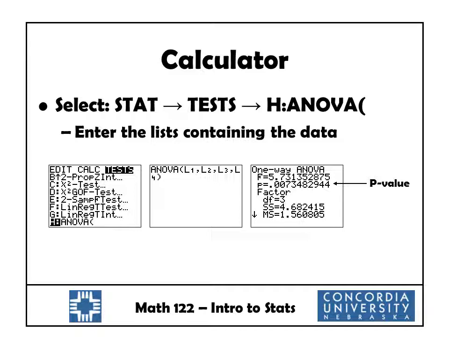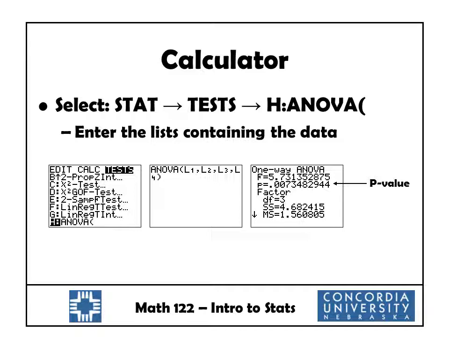When you select that option, back at your blank home screen, it will paste the command ANOVA and then an open parenthesis. Next, you have to enter the list containing the data. So you enter L1 by selecting second 1, and then the comma, which is right above the 7 key, and then L2 by pressing second 2, and then comma 3, etc. Once you have it entered, as you see it in the middle window, hit enter, and you should see the screen that you see on the right.